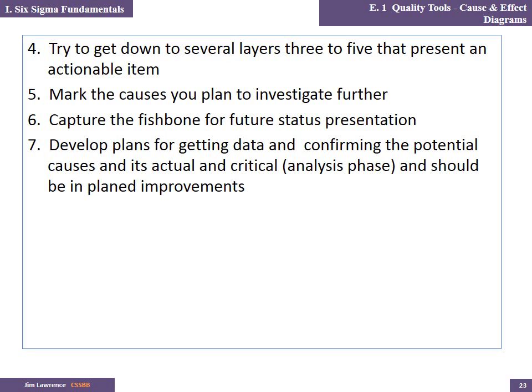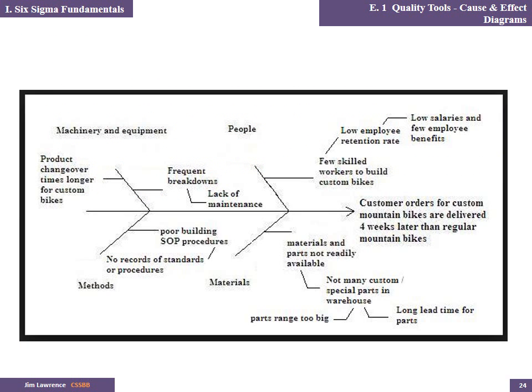Again, you try to get down several layers, hopefully at least 3. If you think you're on a bone of the fishbone diagram that is high potential and that the team feels is a good path for a cause, you should go down at least 3 levels. Another example of a fishbone diagram.